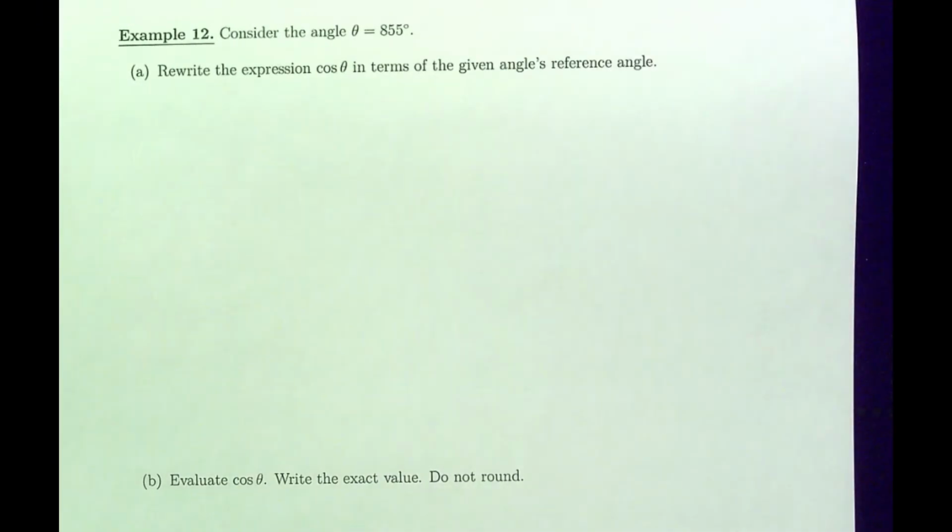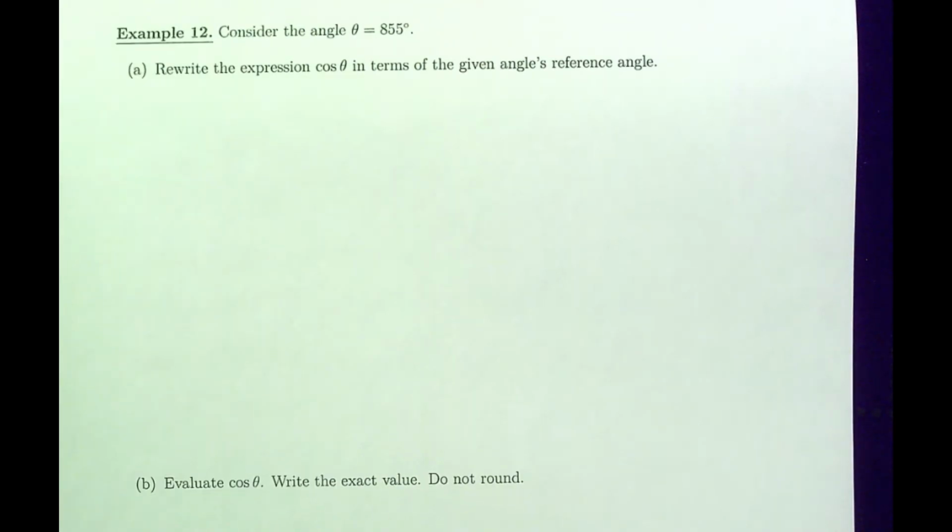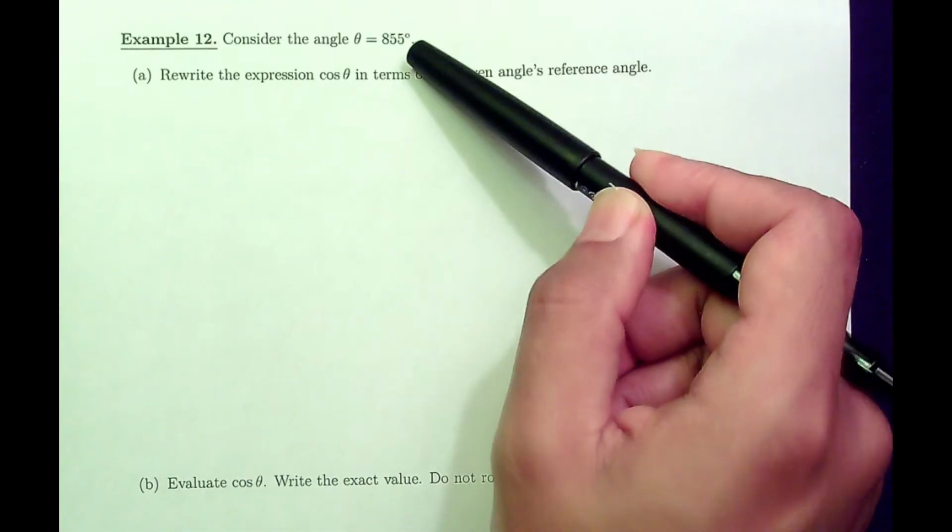Okay, so this one says, consider the angle 855. We're going to first find the reference angle, and then we're going to use that to rewrite the expression cosine of theta. So the first thing we want to do is find the reference angle. Okay, remember you find the reference angle using the terminal side and the x-axis. Now this angle is too big, it's huge.